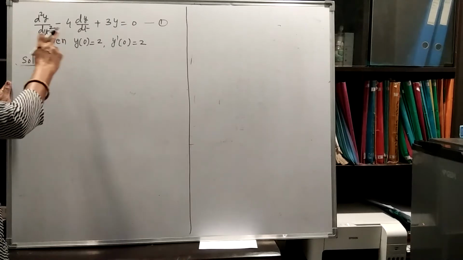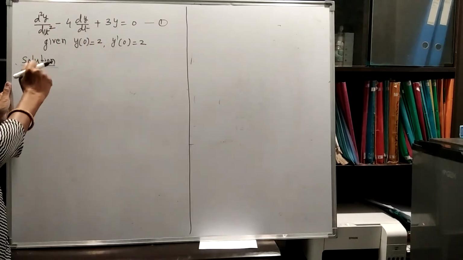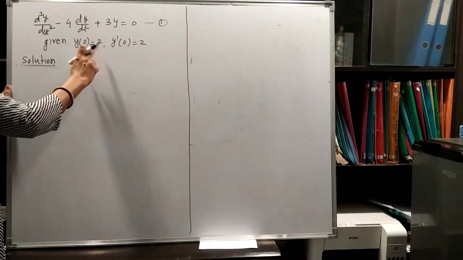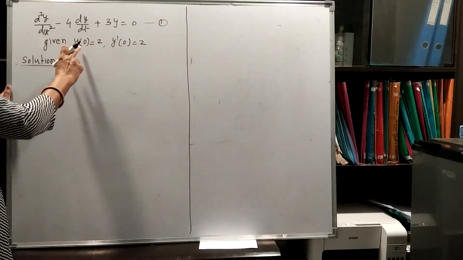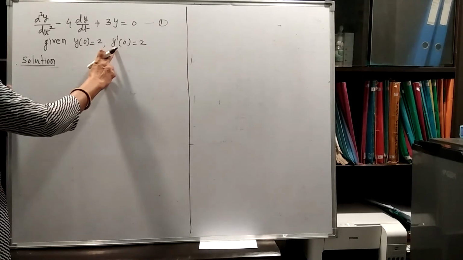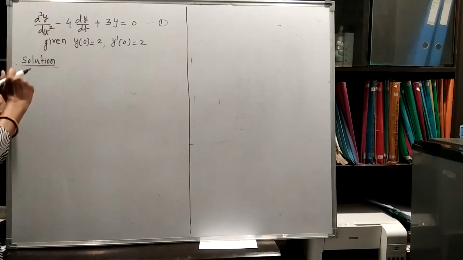Now this is the differential equation, d2y upon dt square minus 4 dy by dt plus 3y is equal to 0, and the given conditions are y of 0 is equal to 2, y dash of 0 is equal to 2. So this means when t is 0, y is 2, and when t is 0, y dash, that is dy by dt, is equal to 2. So we have to solve using the matrix method.